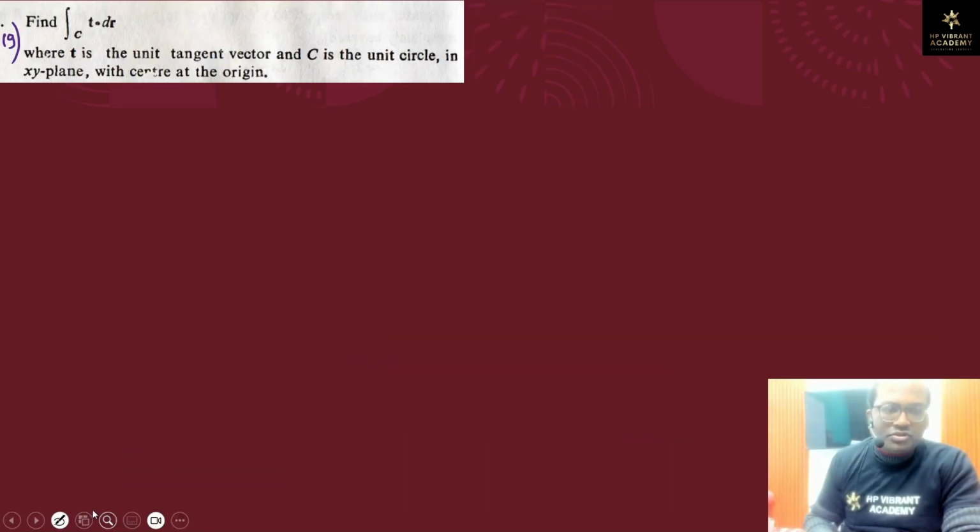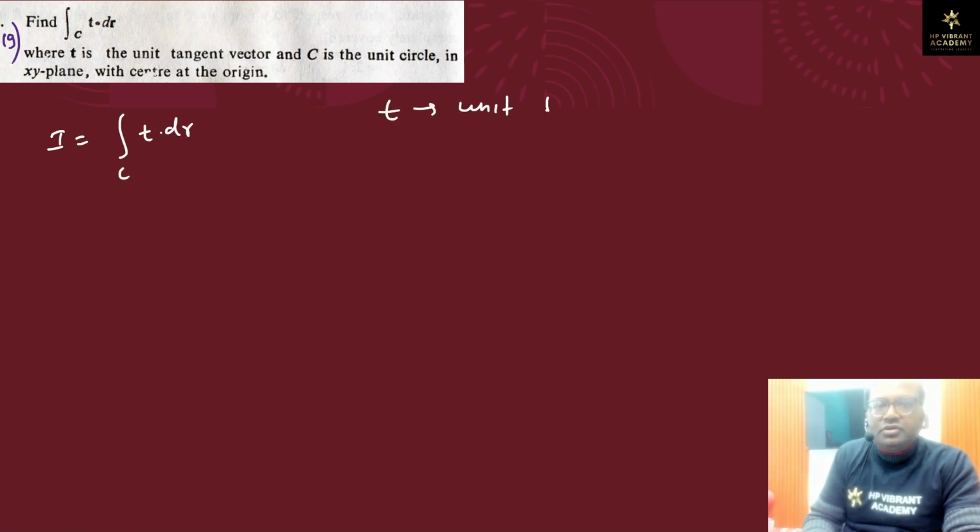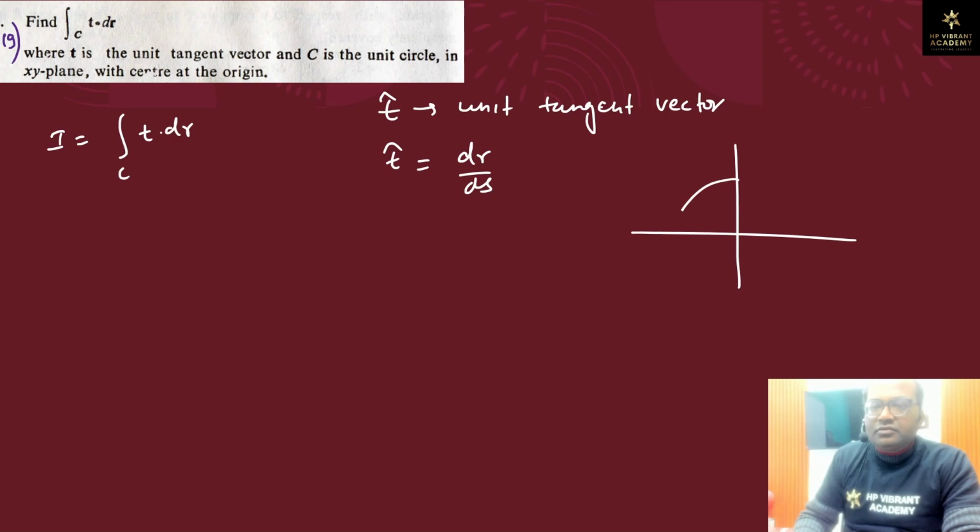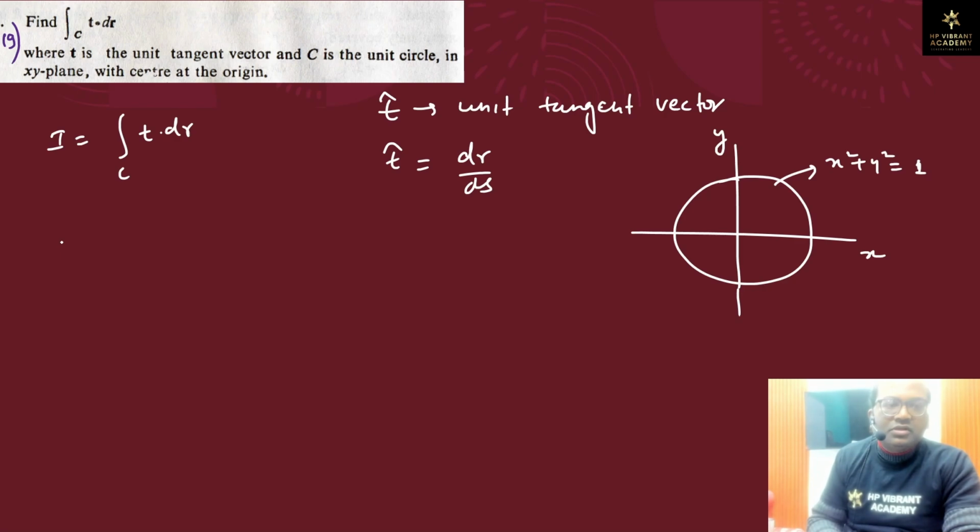Let us discuss question number 19, how we can solve this. So we have to find the integral I along the curve C of T dot dr, where T is the unit tangent vector. So we have already studied the unit tangent vector, we can represent it as dr upon ds. Here the curve C is a unit circle, so the radius will be 1 unit. So this we can write as x square plus y square is equal to 1. Let us further simplify this.